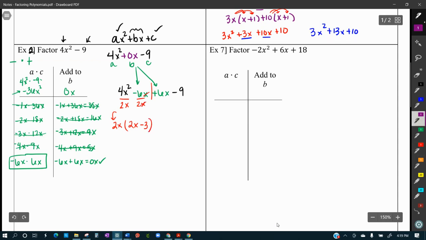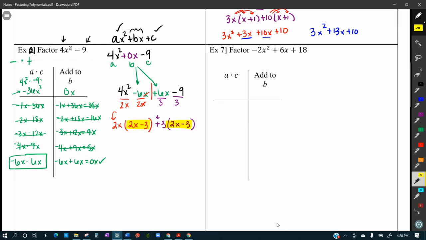Look at the last two. 6x and negative 9, I can divide out a 3. So a positive 3, don't forget the plus, times 6x divided by 3 is 2x, negative 9 divided by 3 is negative 3. Now remember, these two should be the same inside. If they're not the same, we messed up somewhere.